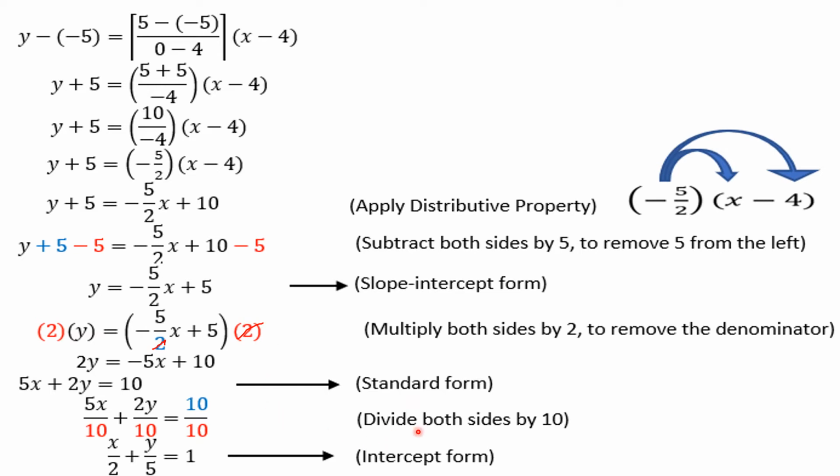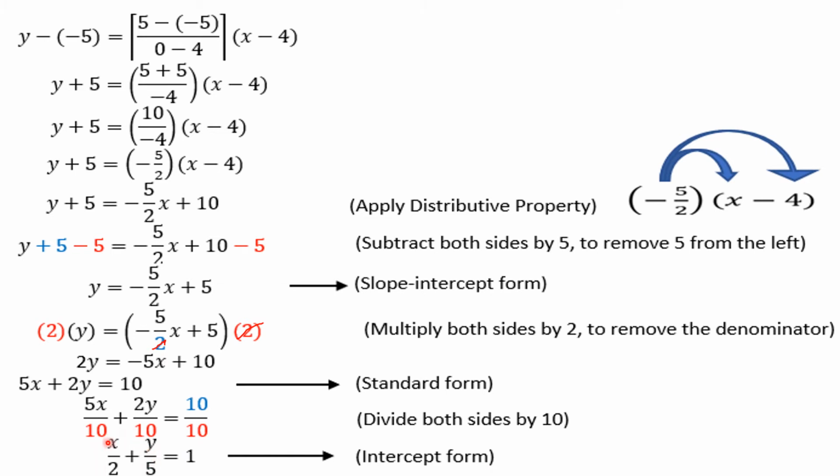So we divide both sides of the equation by 10, so that the right side becomes 1. How do we make the right side 1? It equals 1 when we divide by 10. So we have 5x over 10, simplifying we have x over 2 plus 2y over 10, that is y over 5, and then equals 10 divided by 10, that is 1. And this is in the intercept form.